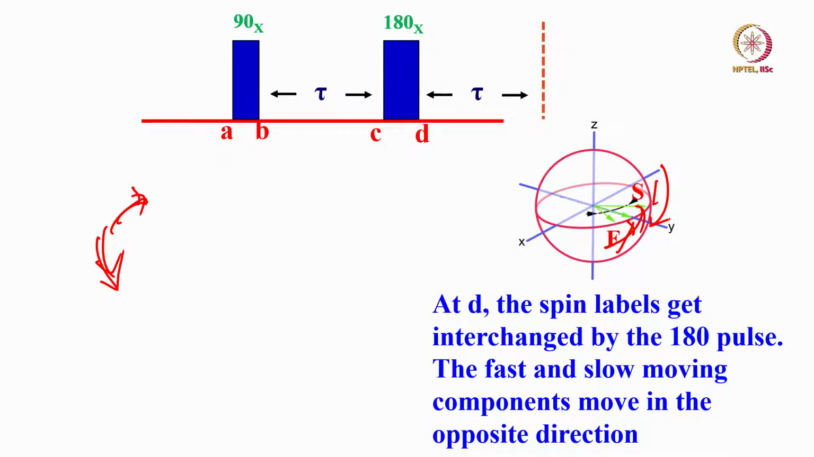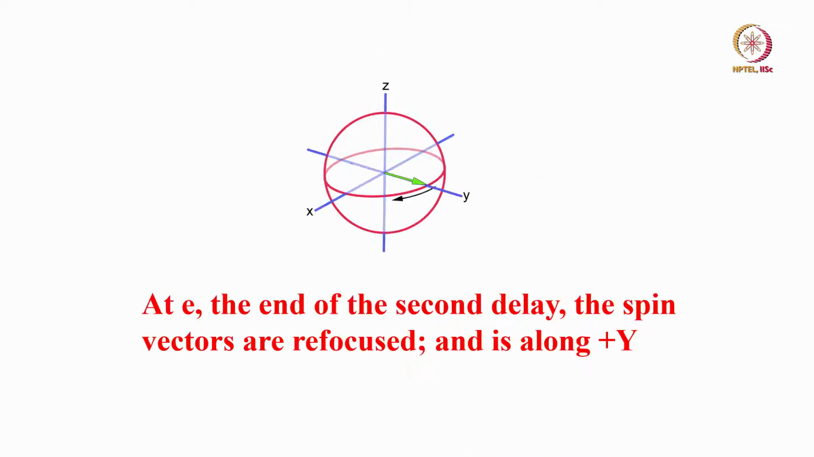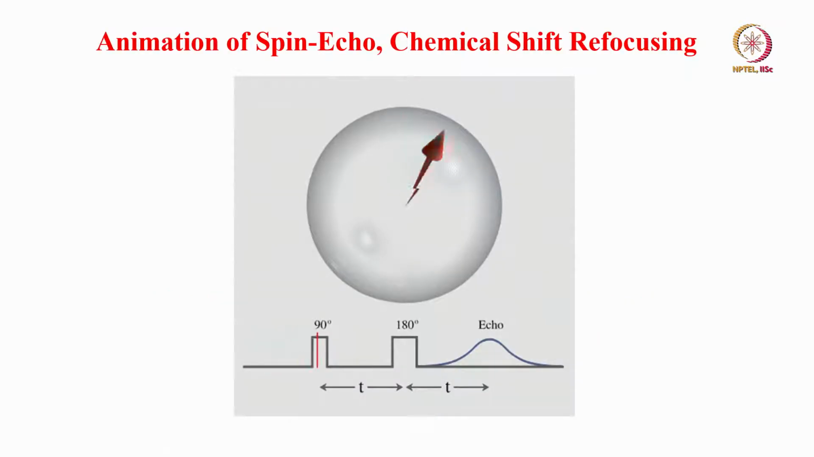Then what is going to happen? After exactly the same amount of time, they will come back and refocus along the y axis. So the vectors get refocused along plus y. Started with minus y, for a given time they start dephasing and create cosine and sine components, and the 180 pulse inverts the magnetization from the minus y axis to the plus y axis. Fast and slow moving components start moving in the opposite direction, and after exactly the same amount of delay they refocus along the y axis. This is diagrammatically how it works.